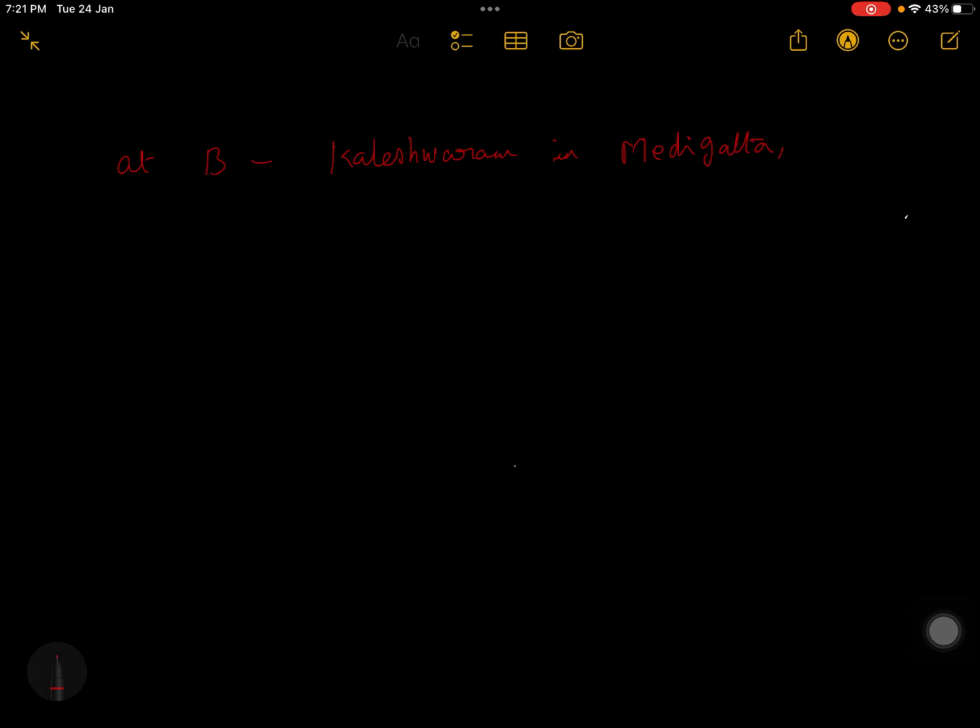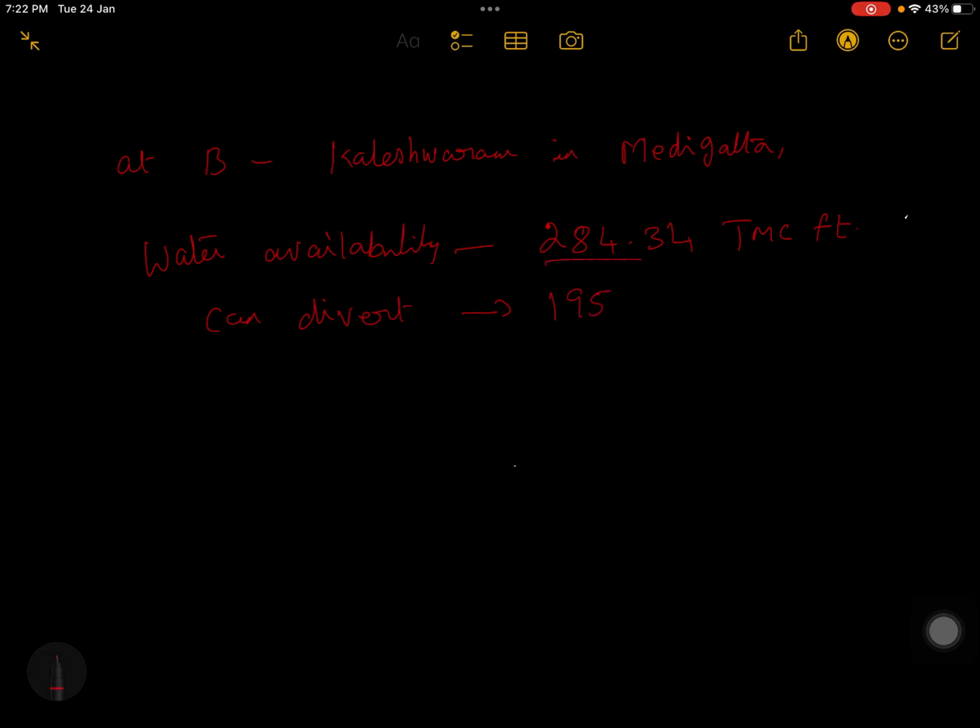So if the barrage is constructed at this place, then it was found that the water availability, according to the water tribunal, will be approximately 284.34 TMC feet. So instead of 160 TMC feet, the water availability will be 284.34 TMC feet. Out of this, if the barrage is constructed, it can divert around 190 out of this 195 TMC feet to Medigatta.